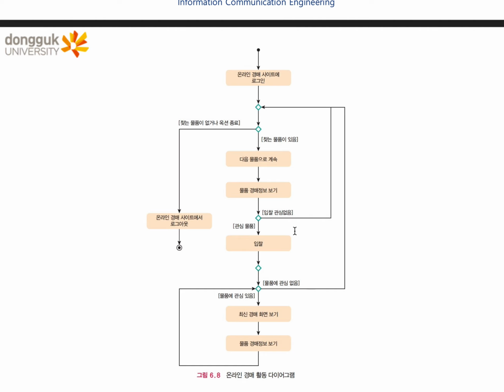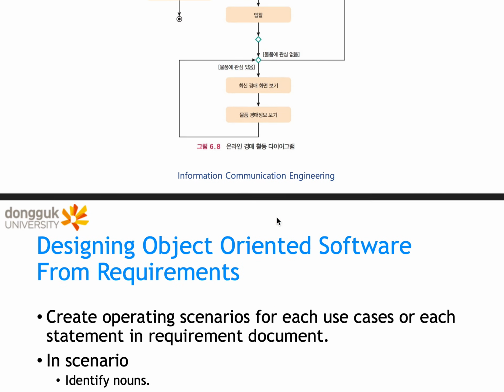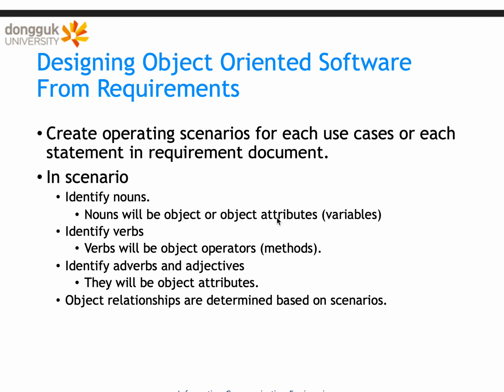And sequence diagram describes the sequence of function calls. Together, you can build the basic structure of a software system architecture. Okay, now I have explained how to design.